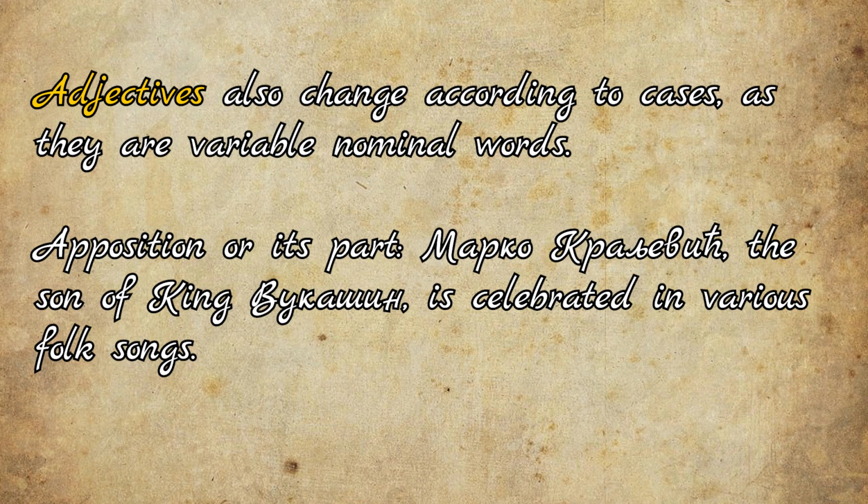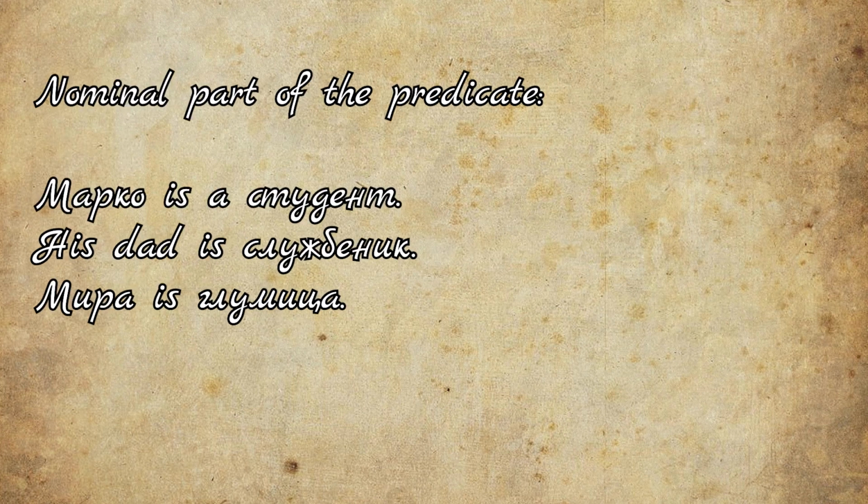Apposition or its part, Marko Kraljević, the son of King Vukašin, is celebrated in various folk songs. Nominal part of the predicate, Marko is a student. His dad is službenik. Mira is glumica.